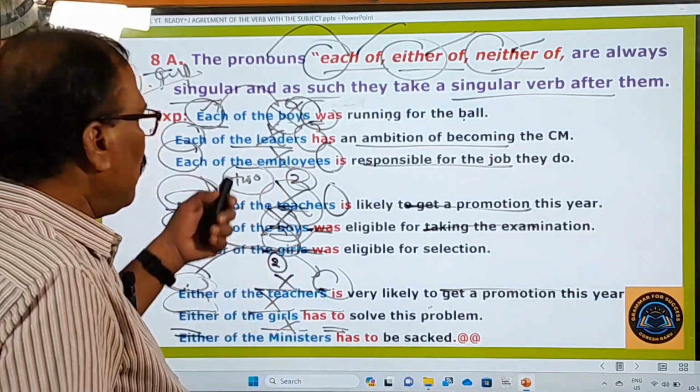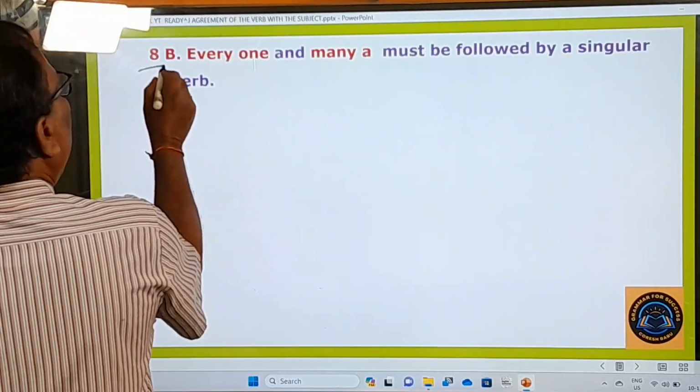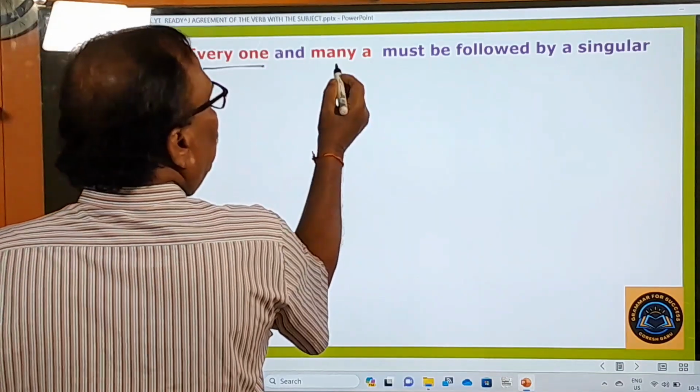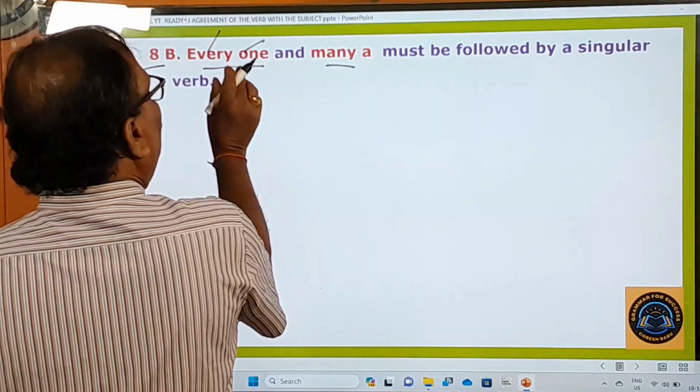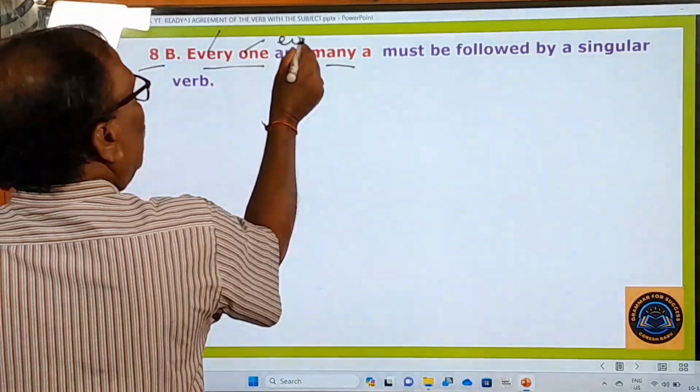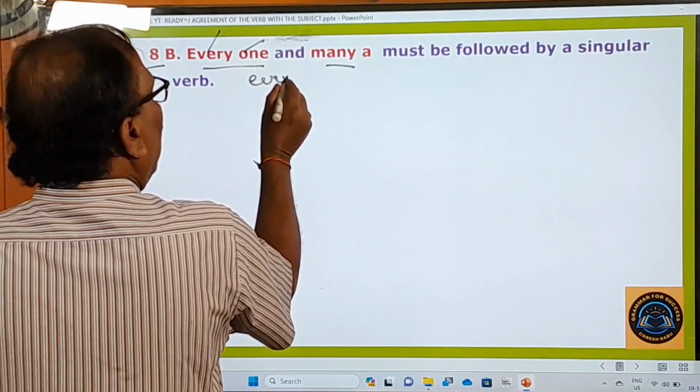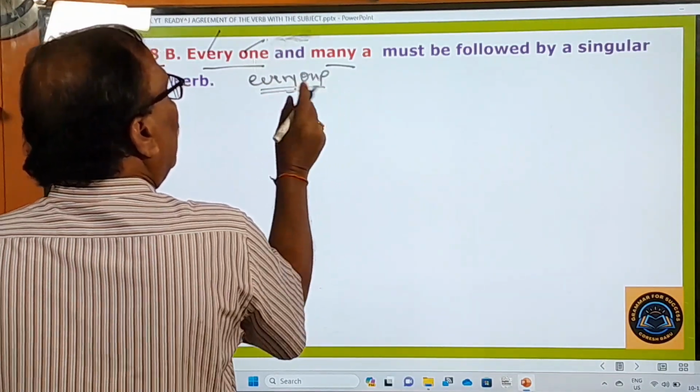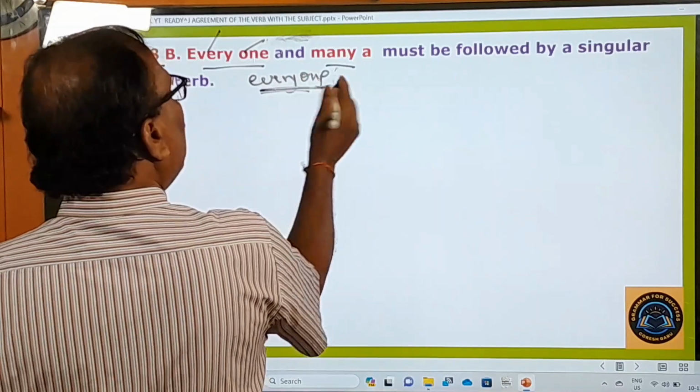Right. Now let's go to the next rule. 8B: "everyone" and "many a". So "everyone" is separate, it's not a single word. Let me write here. Everyone. These two words together, "every one", is a pronoun.